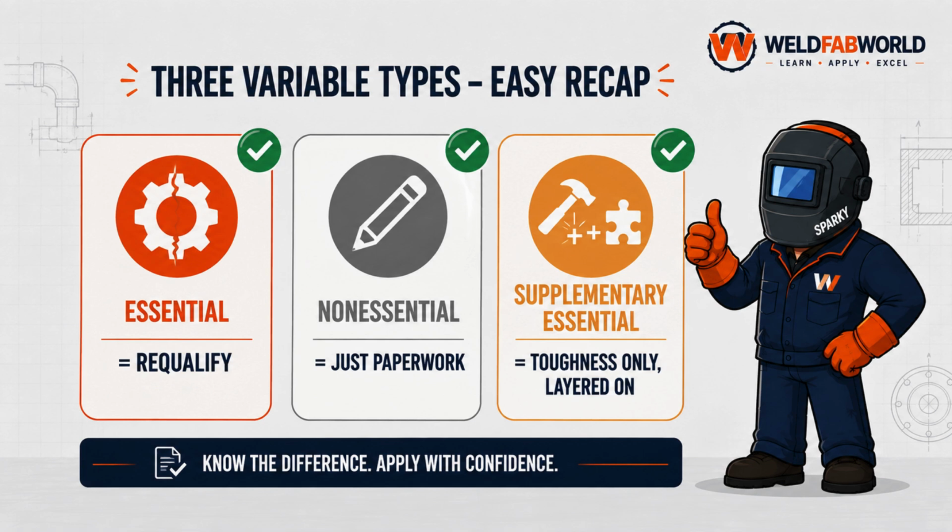To recap, essential variables trigger requalification because they affect mechanical properties. Non-essential variables don't, just paperwork. Supplementary essential variables only apply when toughness matters, and can be qualified separately. And always check the direction, plus, minus, or both, because that single symbol decides whether your change is even a problem.